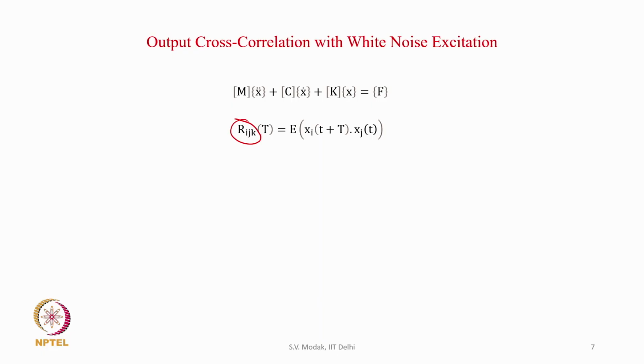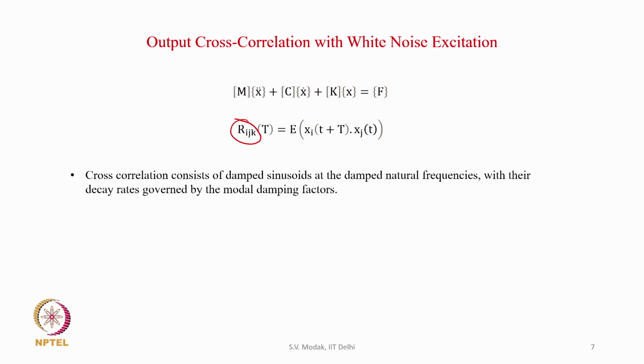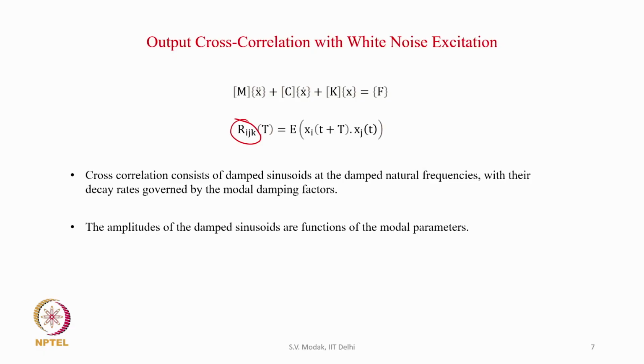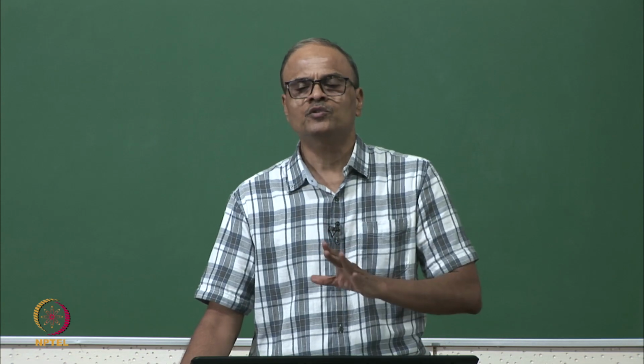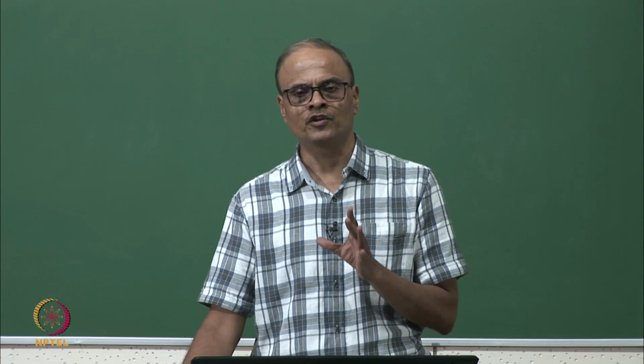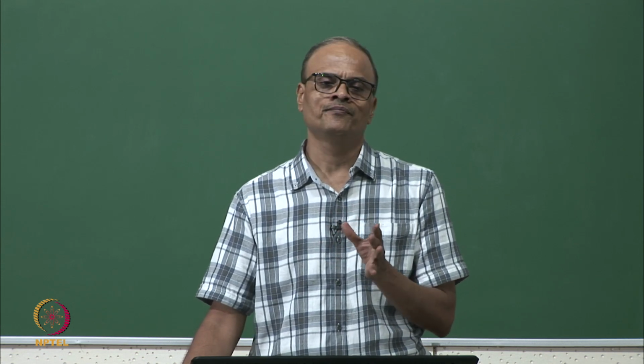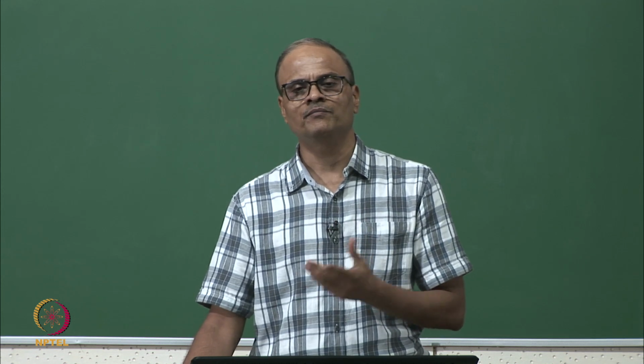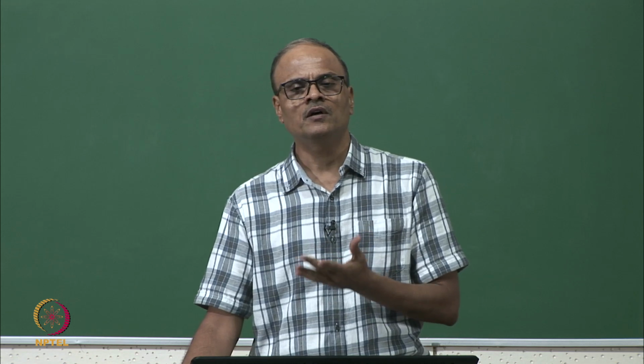Let us see what the characteristics of this cross correlation due to white noise excitation are. We see that the cross correlation consists of damped sinusoids at the damped natural frequencies with their decay rates governed by the modal damping factors. Another observation is that the amplitudes of the damped sinusoids are functions of the modal parameters. This shows that the cross correlation of the output responses, when the white noise excitation acts on the system, contains information about all the modes which are there in the bandwidth of the excitation and which are there in the measurement frequency range.